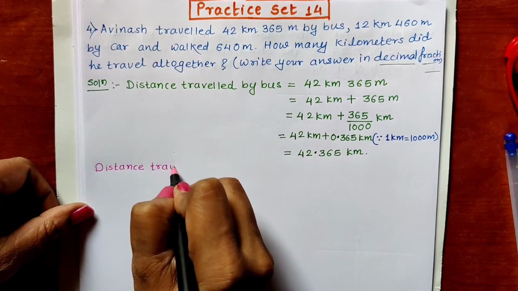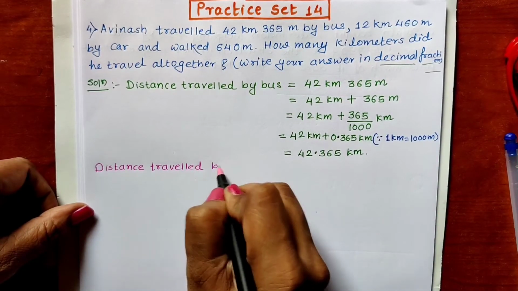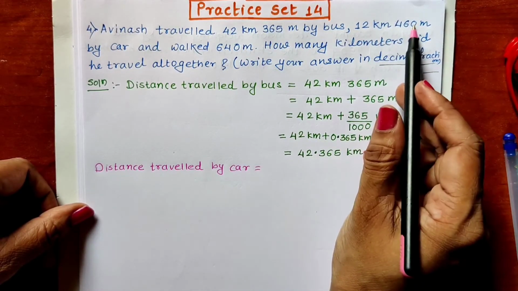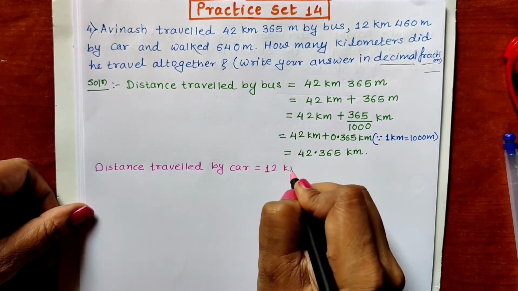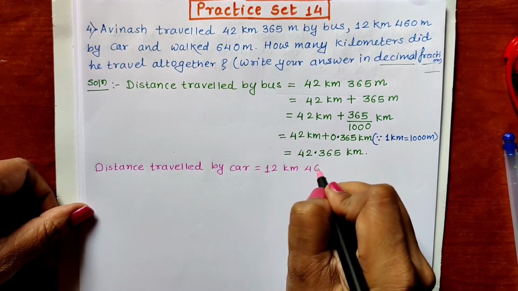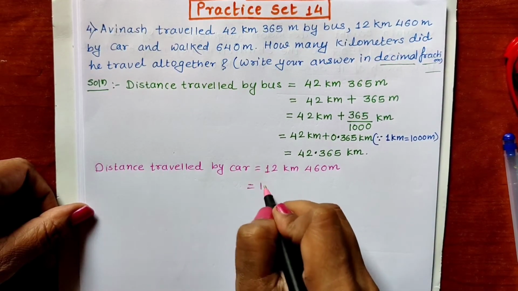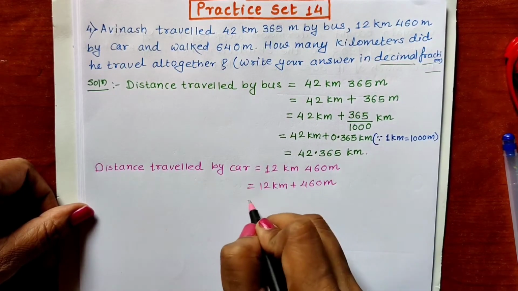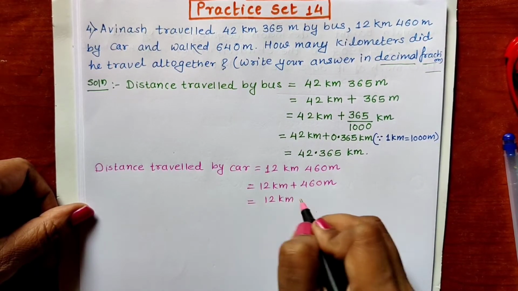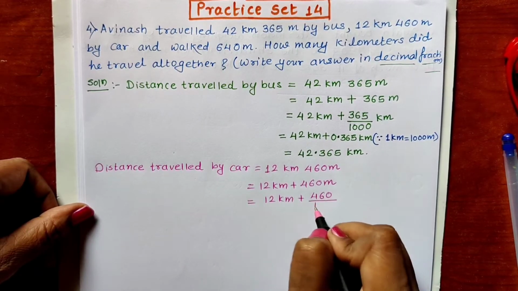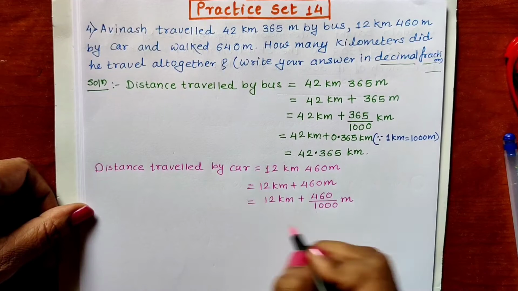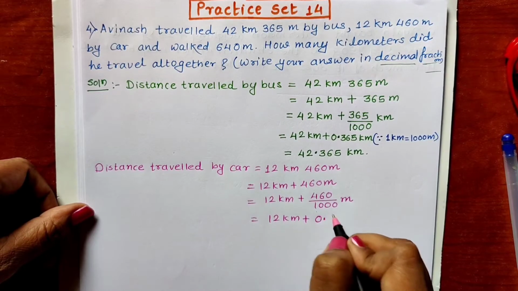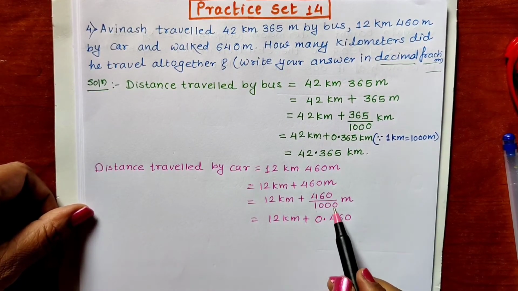Distance travelled by car. How much distance has he travelled by car? 12 kilometer 460 meter. This we can write as 12 kilometer plus 460 meter. It will be equal to 12 kilometer plus 460 upon 1000 kilometer. Then 12 kilometer as it is we write, and 460 upon 1000 means 0.460. 3 zeros are there, so 3 digits.